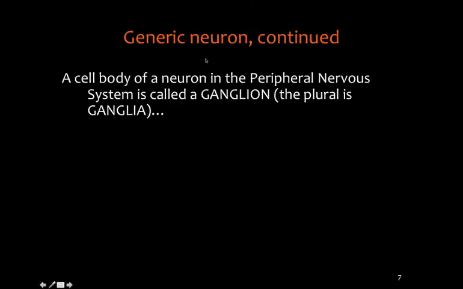When we think of this generic neuron in the part of the nervous system we're going to call the peripheral nervous system, and for the sake of a basic definition, the peripheral nervous system is everything that's outside of the central nervous system. The central nervous system is basically your brain and your spinal cord. So brain and spinal cord would be the central nervous system, and everything else is the peripheral nervous system.